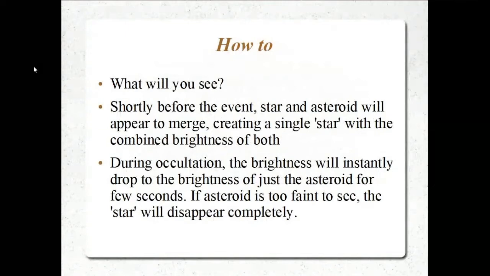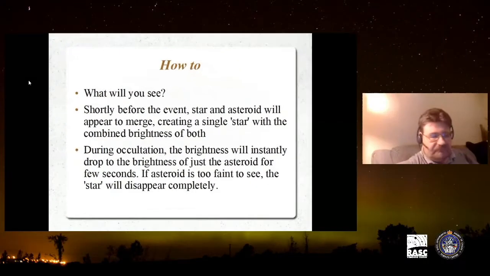During the occultation, the brightness of this combined star will instantly drop to the brightness of just the asteroid for a few seconds, depending on how wide the asteroid is that we're talking about and how fast it's moving. If the asteroid is too faint to see through your telescope, then the star will disappear completely from view.